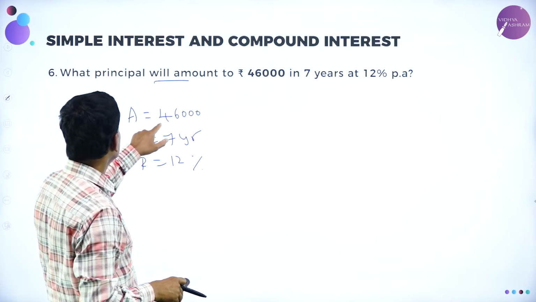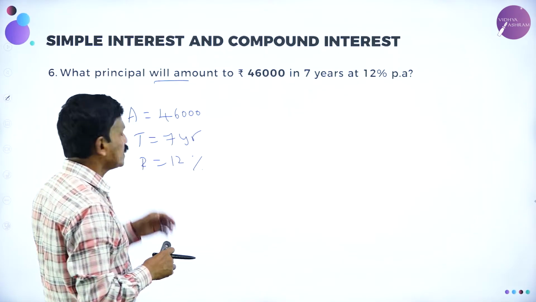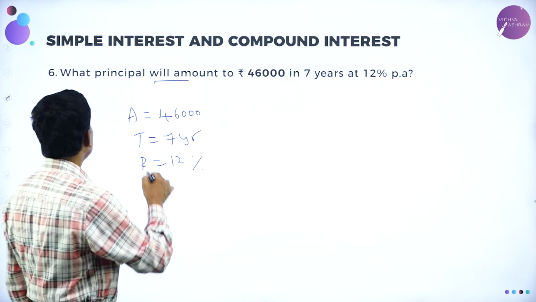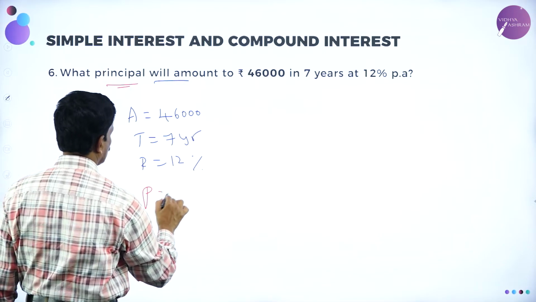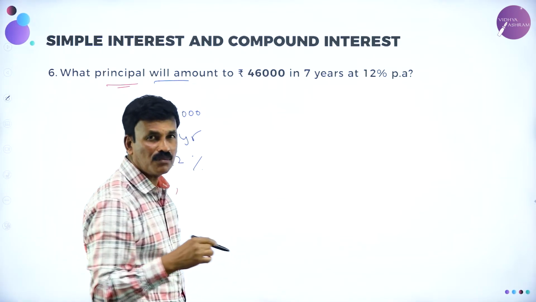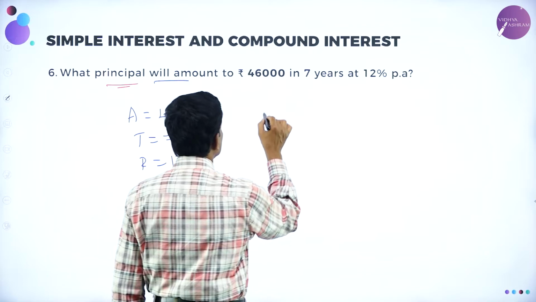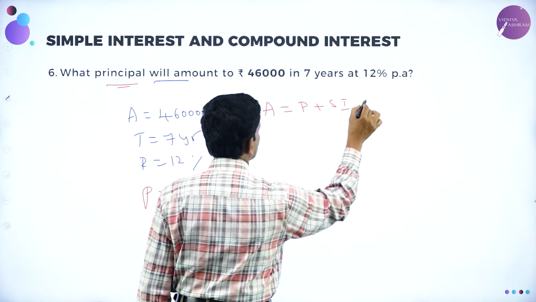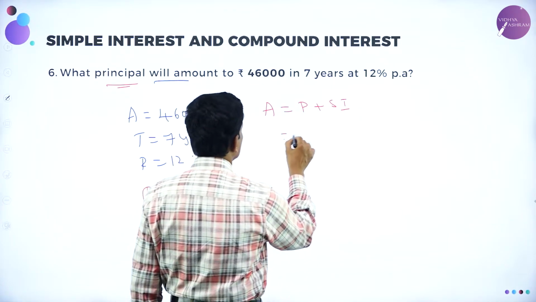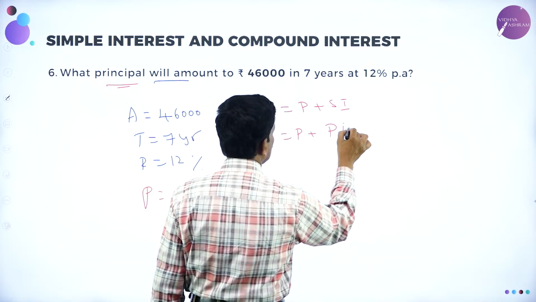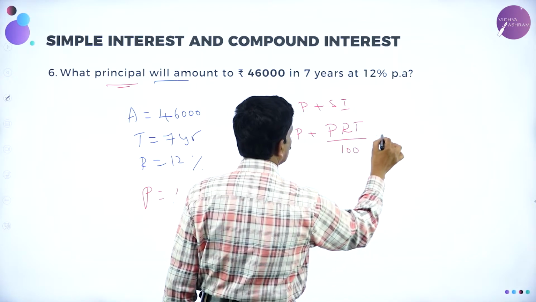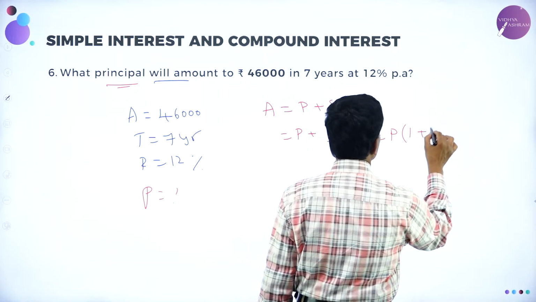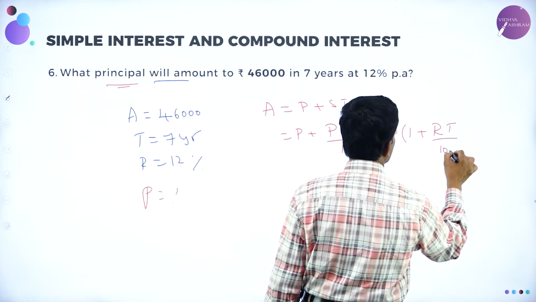What are the given conditions? The amount is 46,000, the time period is 7 years and the rate of interest is 12%. So, we have to find out the principal. Principal is the question mark. We know the relation between amount, principal and the simple interest. The amount is equal to principal plus simple interest, that is P plus simple interest, which is PRT over 100. P can be kept out: P into 1 plus R into T divided by 100.